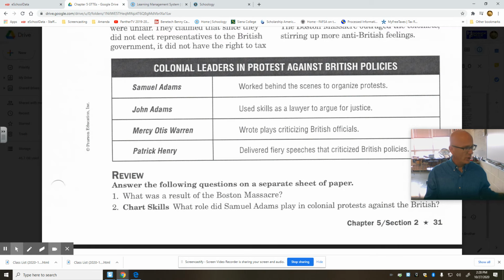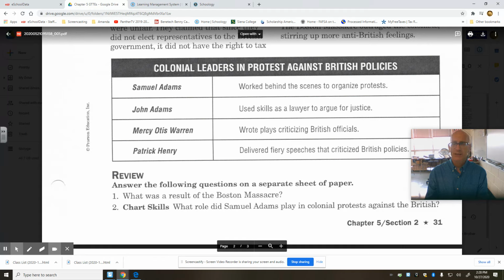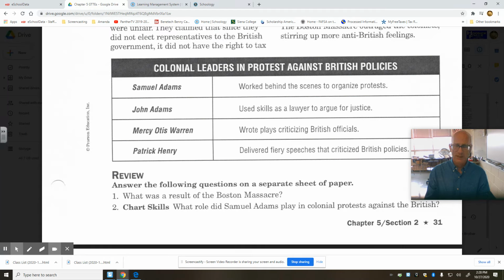And when we return, our next lesson will address Chapter 5, Section 3, From Protest to Revolution. We're going to look at the start of the American Revolution, which is going to be the start of armed violence between colonial militia and British regular soldiers. That will be our next topic, Chapter 5, Section 3, From Protest to Revolution.